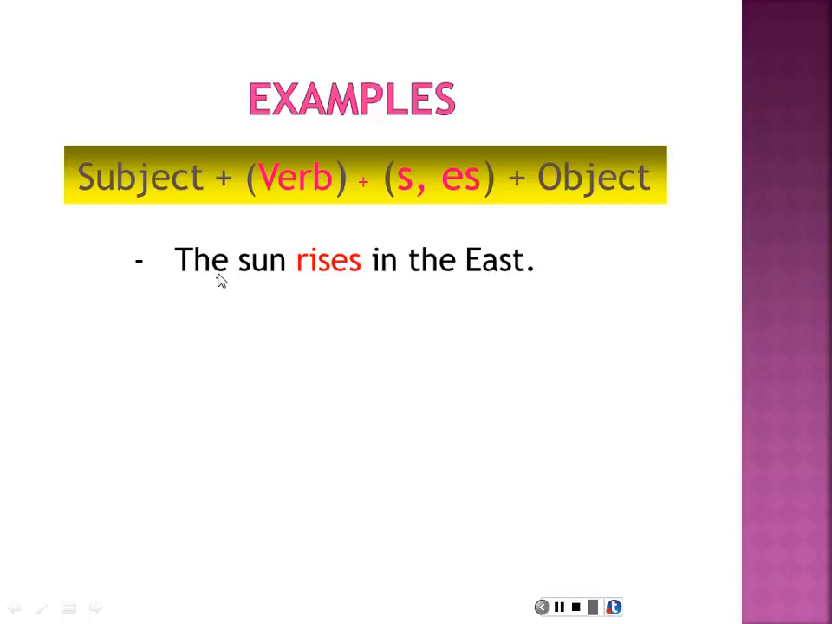So the sun rises in the east. This is a fact. حقيقة علمية, universal truth or scientific truth. The sun rises in the east. تشرق الشمس من الشرق. So the sun rises in the east. This is the first fact, the first example. And as you can see, if you compare to the structure that we have here, the subject is the sun, the verb is rises, and we added s, only s. We added s to rise, and in the east is the rest of the sentence.